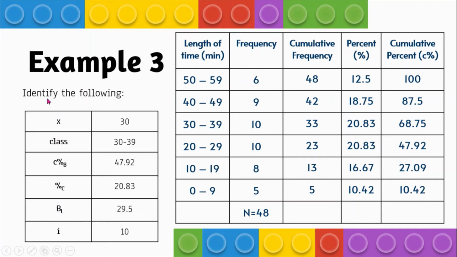Next, identify the following. Our x is 30, since we are looking for the percentile rank of 30 minutes. And since 30 minutes is in between 30 to 39, this is our class.